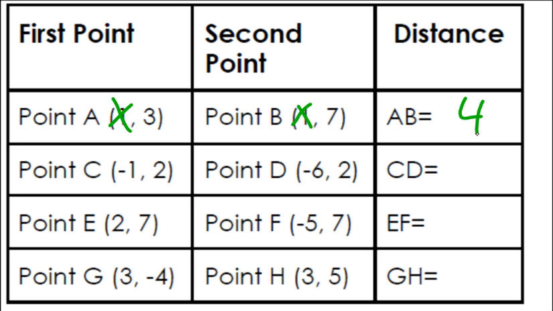For point C and D, the second one there, the common number is the 2. So we're looking at the distance between -1 and -6. How far is that? 5. If the signs are the same, we basically subtract the absolute value of the numbers. Okay?